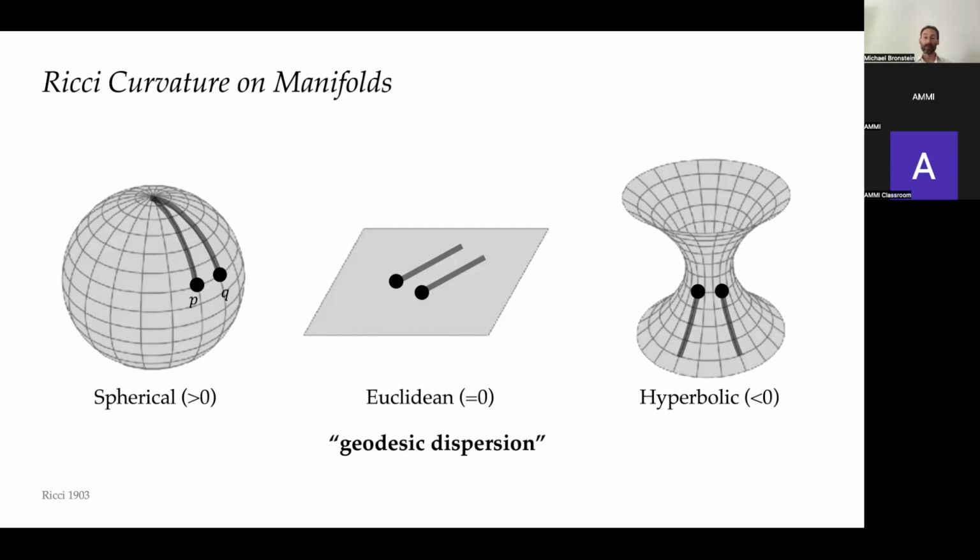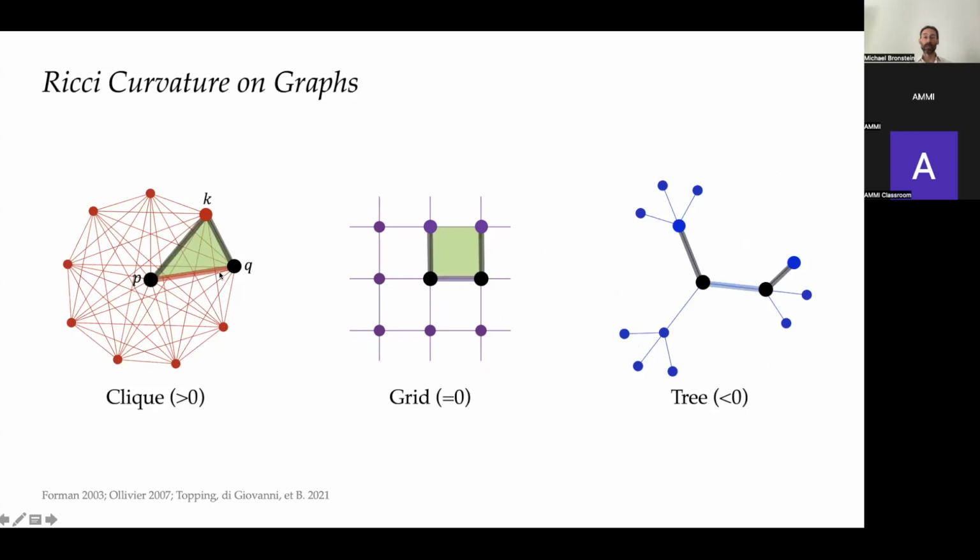The same idea can be applied to graphs. We can take 2 nodes connected by an edge and look at the edges that emanate from it. If they tend to form triangles, it's the analogy of converging geodesics. I'm looking at something that looks like a clique, right? If they tend to form rectangles, then I look at something that looks like a grid. And if they become further away from each other, I look at tree-like structures. So this is the analogy of positive, zero, and negative curvature.